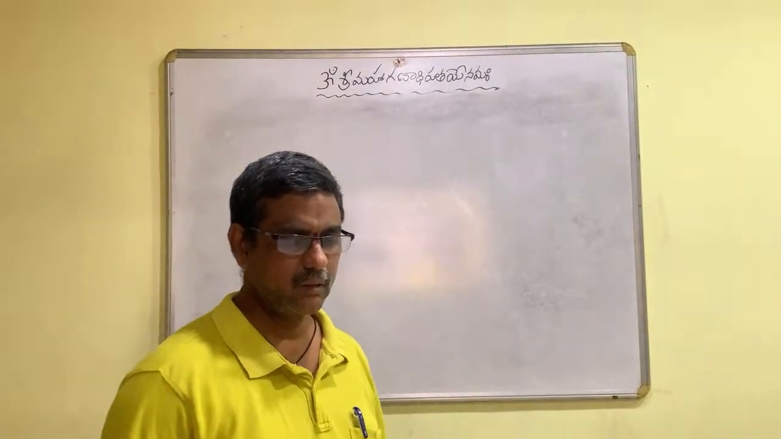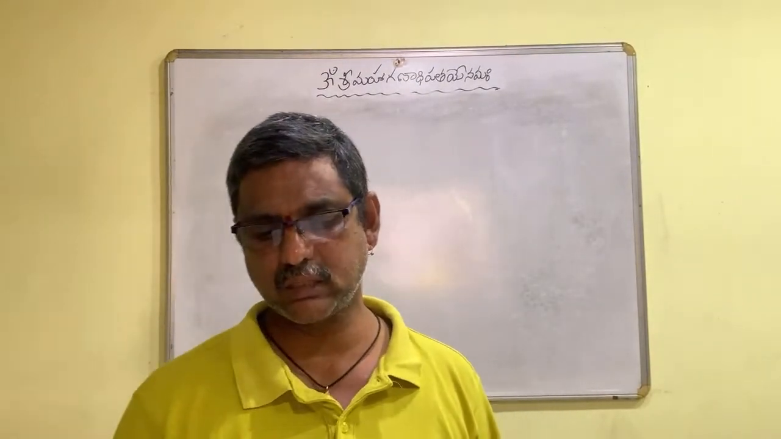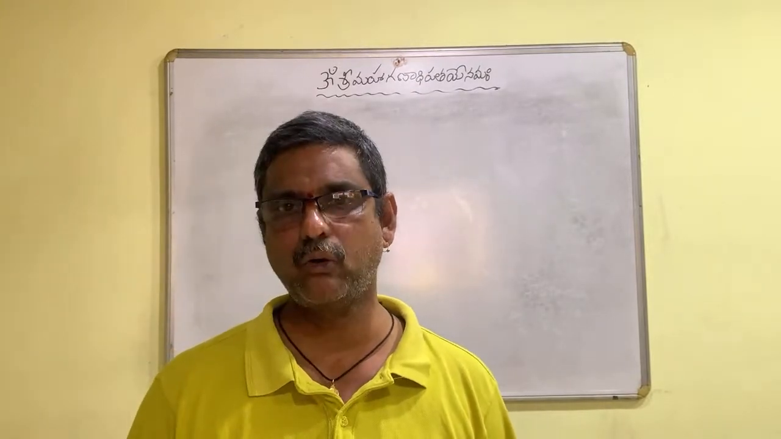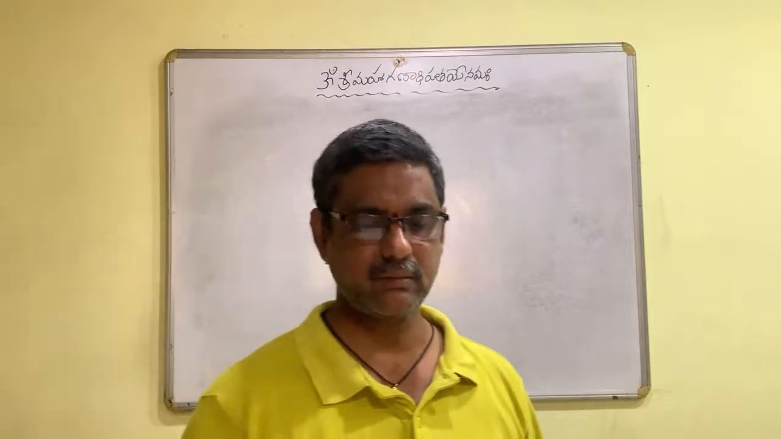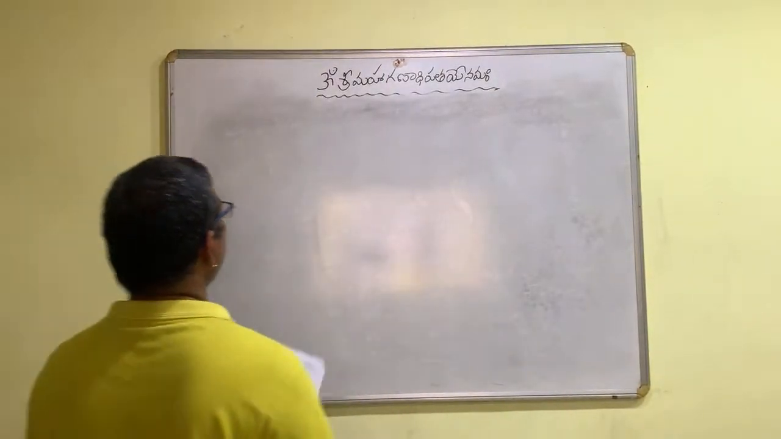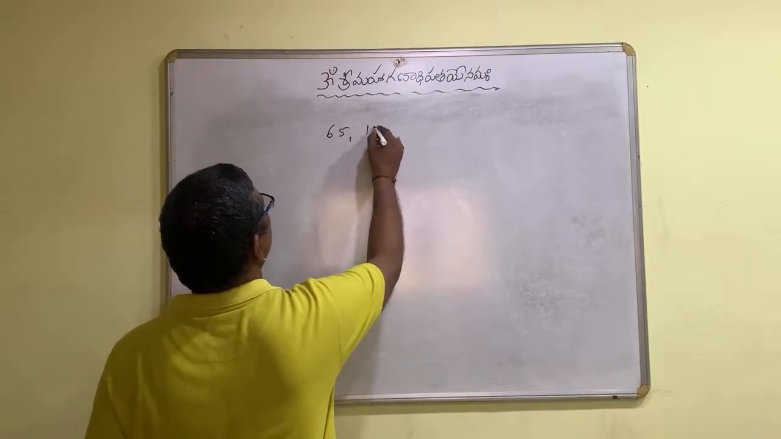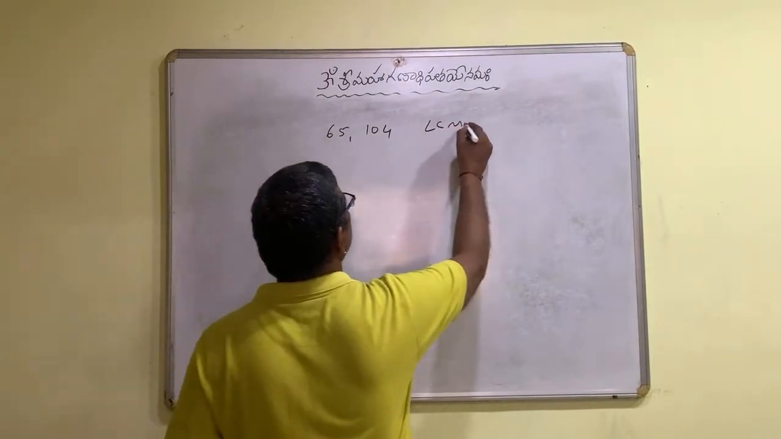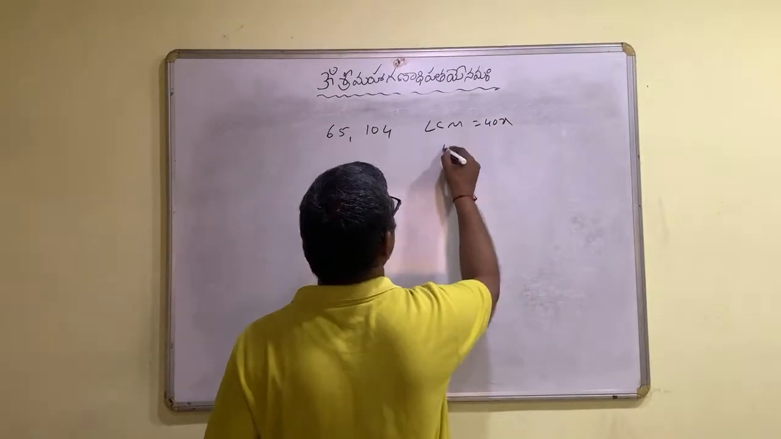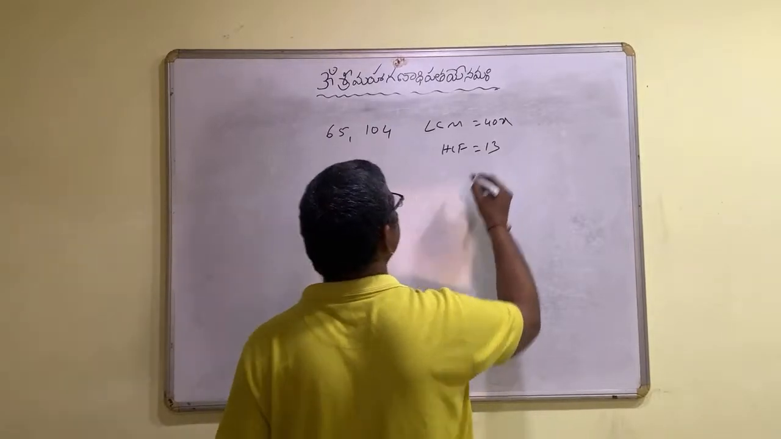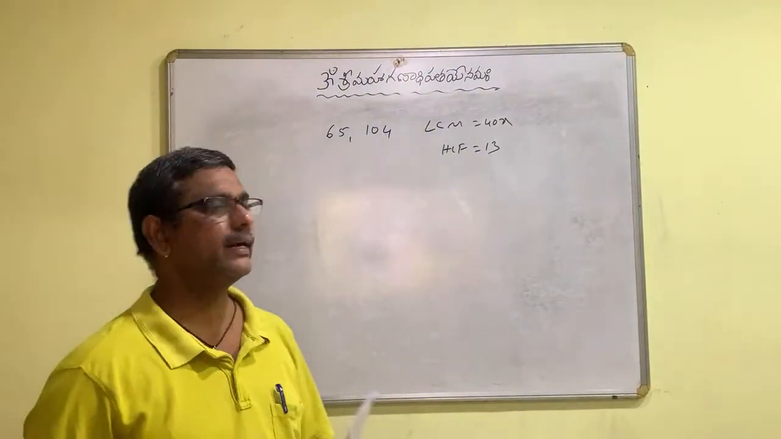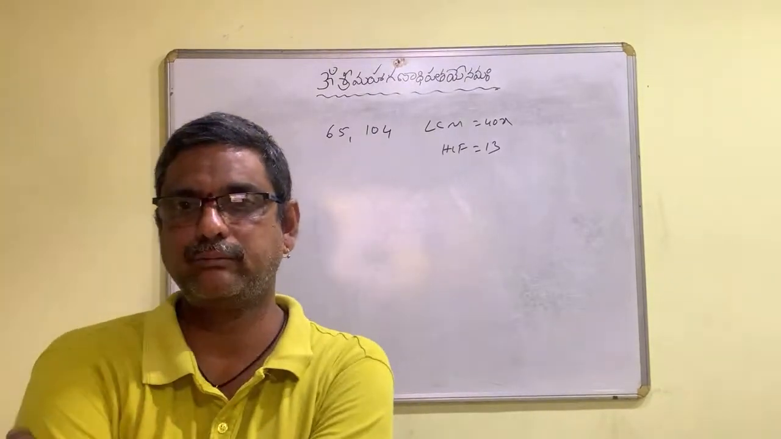So question number 1, children. The HCF of two numbers 65 and 104 is 13. LCM is 40x. Then the value of x. The two numbers are 65, 104. LCM is 40x. HCF is 13. We need to find out the x value.